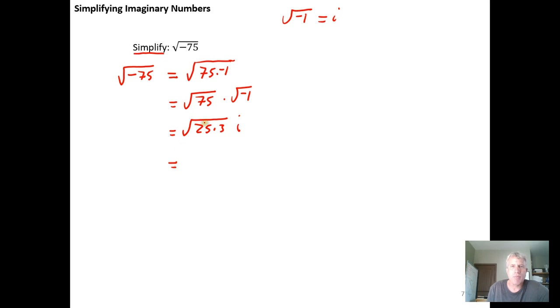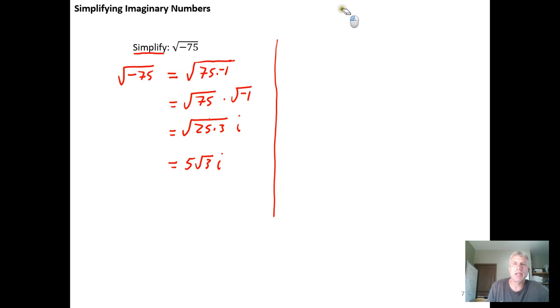And then I recognize that the square root of 25 is 5. The square root of 3 is just the square root of 3. There isn't a nice whole number such that when I square it I get 3. And there's my i. So this would be in simplified radical form. We could show a little less detail than that.